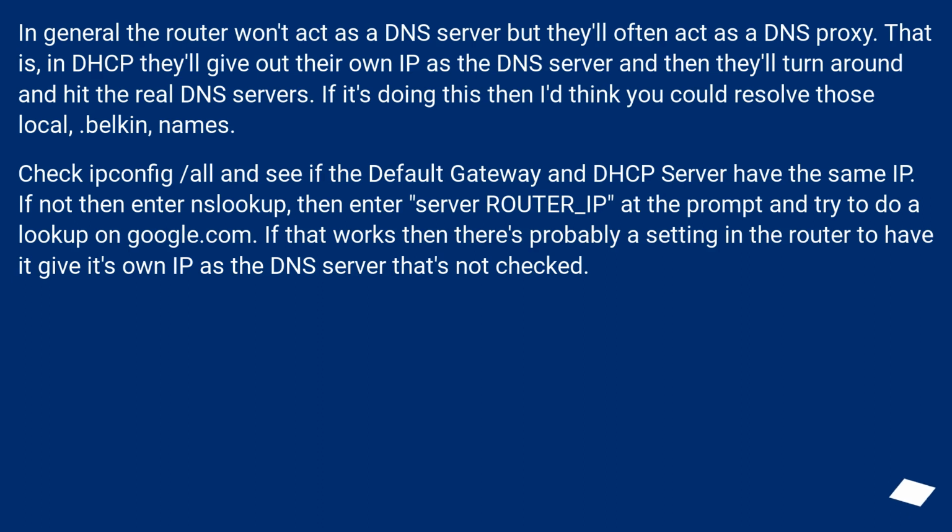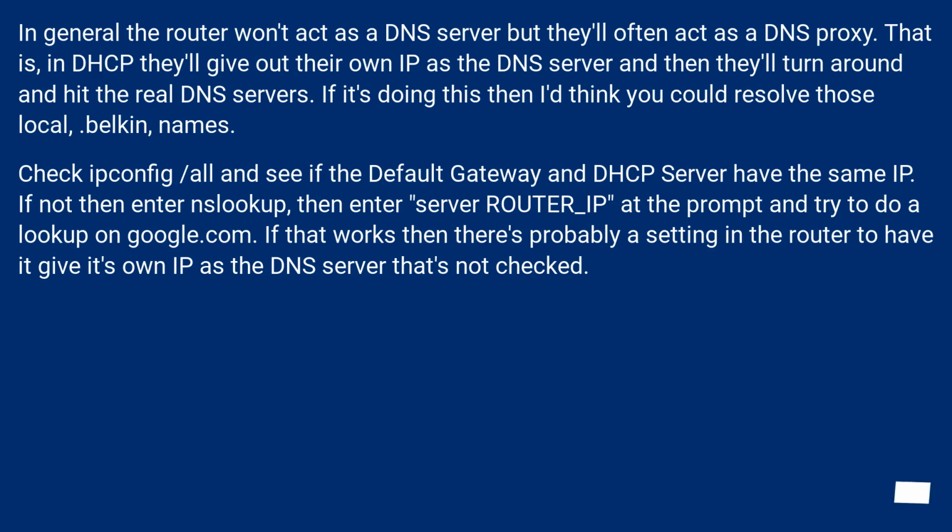In general, the router won't act as a DNS server, but they'll often act as a DNS proxy. That is, in DHCP they'll give out their own IP as the DNS server and then they'll turn around and hit the real DNS servers. If it's doing this, then I'd think you could resolve those local Belkin names.